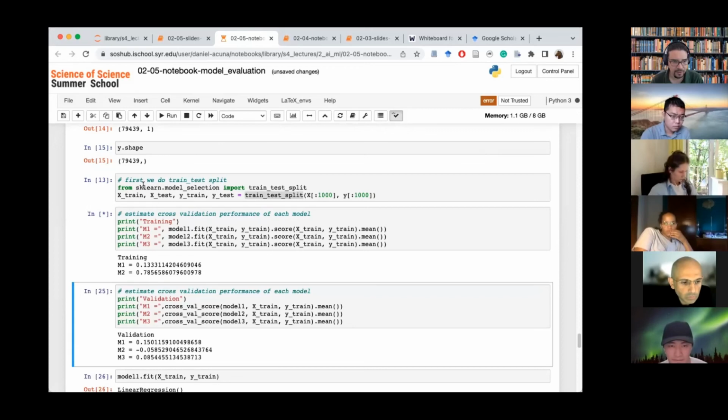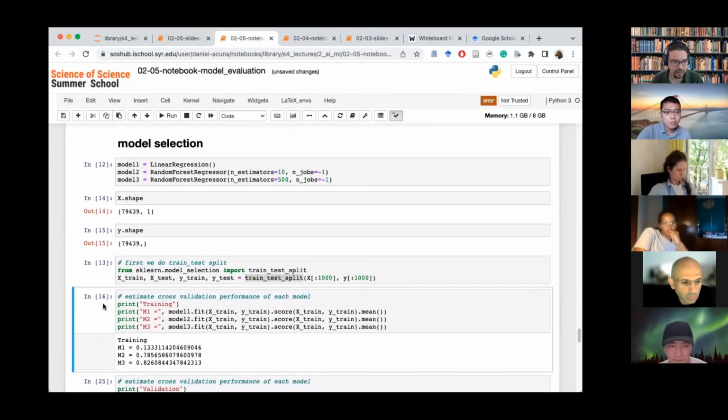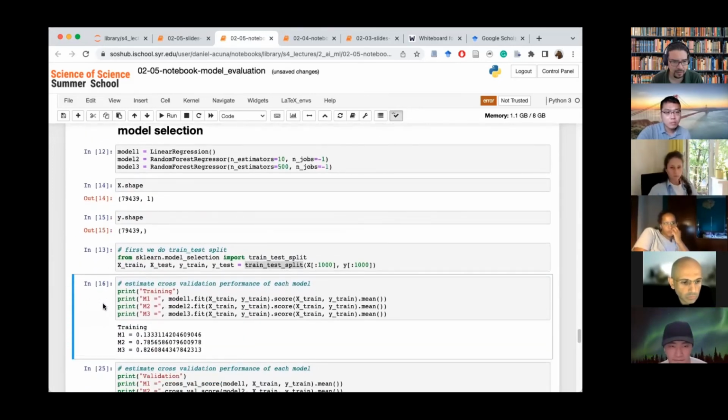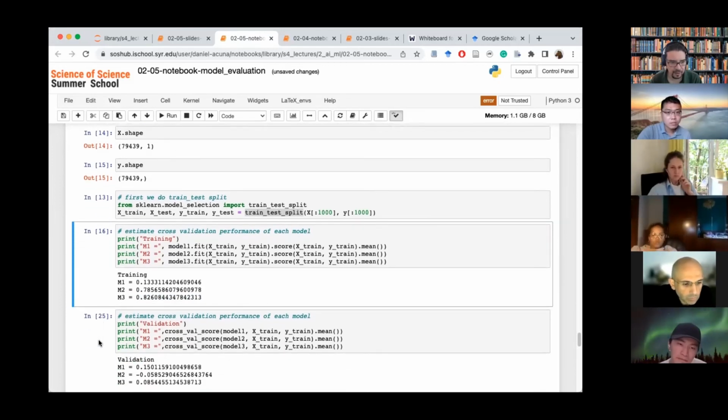And the last model takes a little bit more because it's 500 estimators. So let's see, what is this measuring? Score. I think score computes the R square. This is the coefficient of determination. So it's a pretty good R square, 0.82.